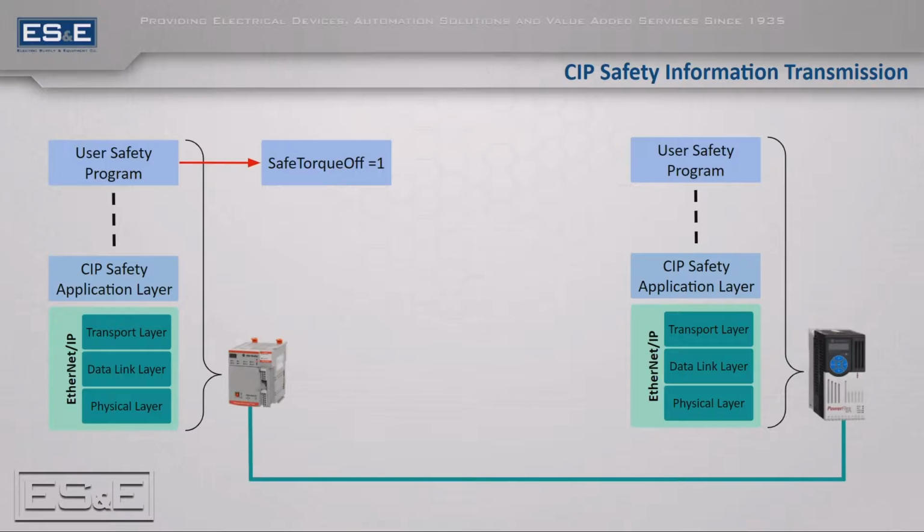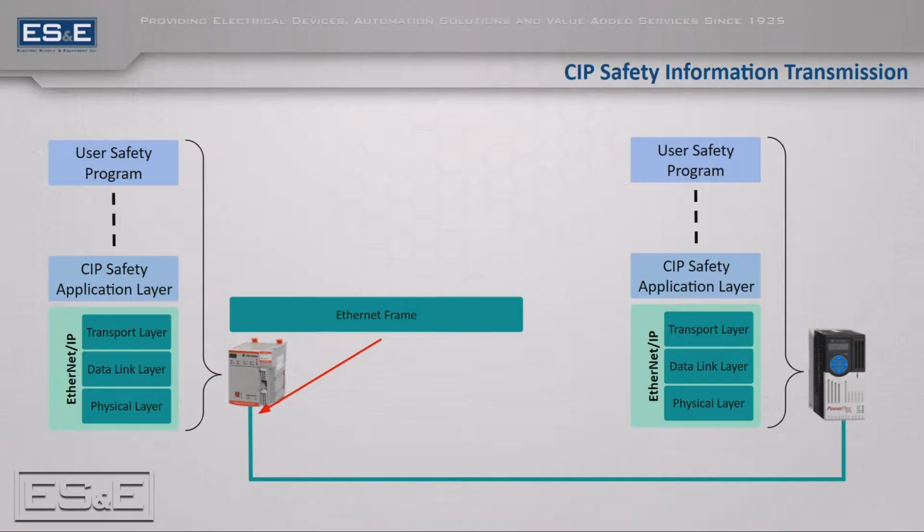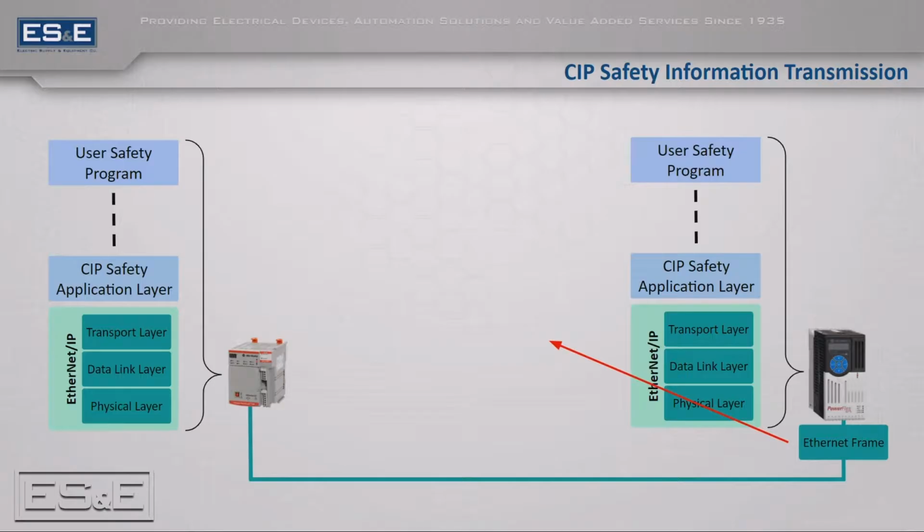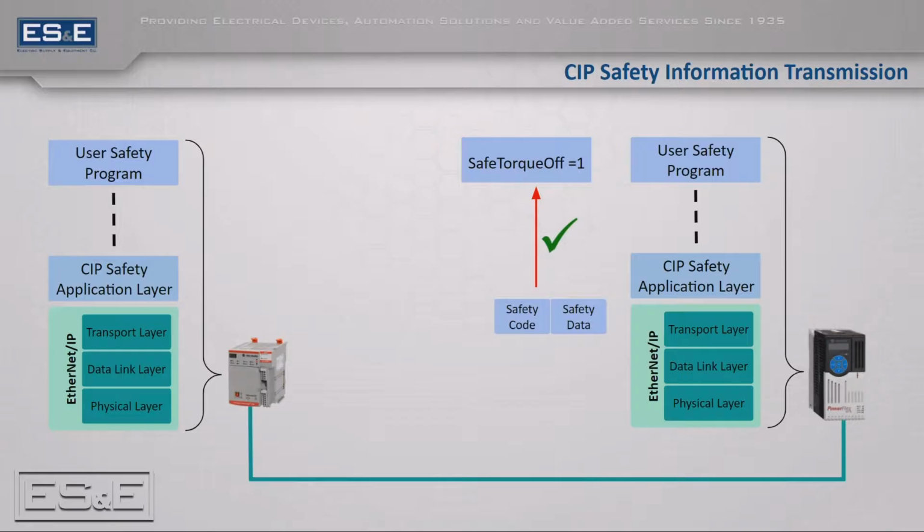So how does this work? When we send a safety signal from an end device to another device across the network, that safety information is packed into an Ethernet frame. The Ethernet frame is sent across the network, just like standard communications happen. On the other end, it's unpacked out of the Ethernet frame, and then it's checked by the end device to verify that the data is correct, hasn't been corrupted, and is still valid. Then that code is executed by the end device.